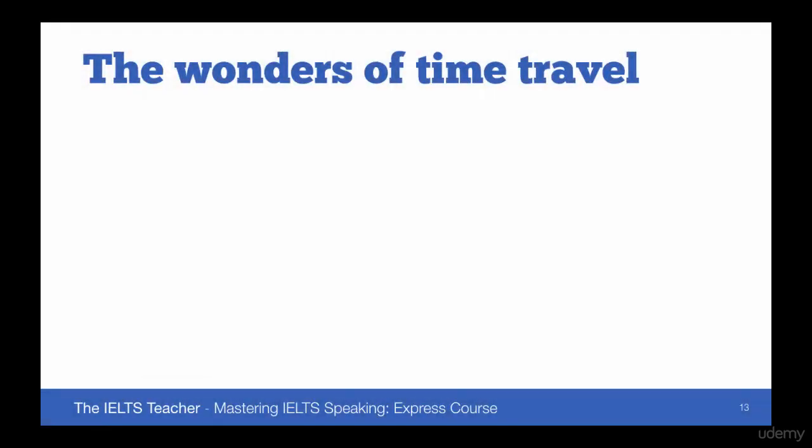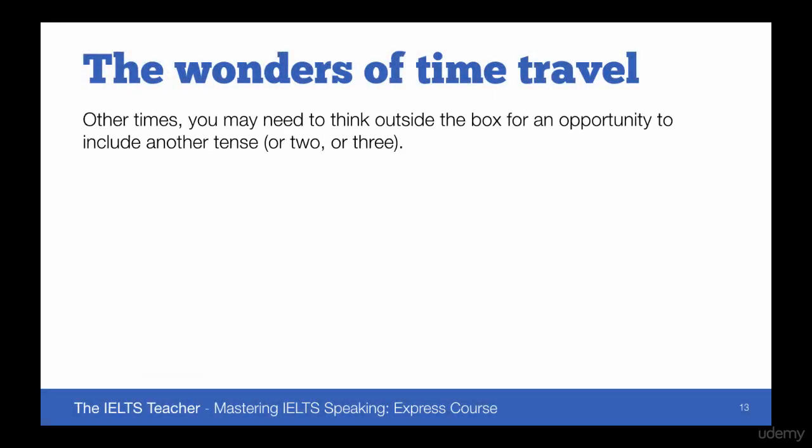Let's keep going. So another question here. Other times you may need to think outside the box for an opportunity to include another tense, or two, or even three. Of course, it's usually just going to be one or two other tenses as we're in part one and the answers aren't going to be that long. So as I mentioned a moment ago, this requires a bit more thought. Let's look at the question. What types of music do you listen to?